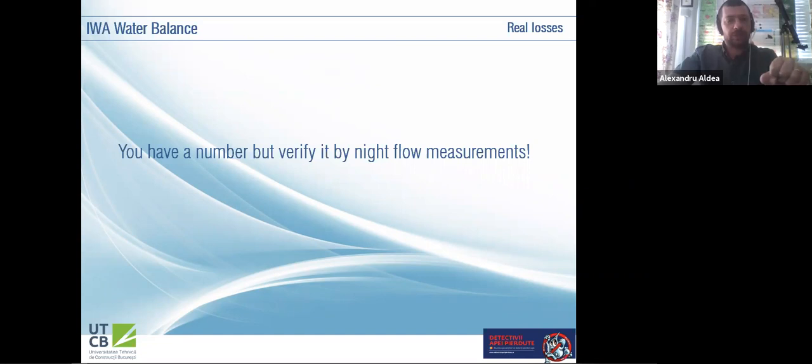The goal of such measurements is to verify what is the minimum night flow. And we make the assumption that the maximum real losses are the minimum night flow. And then we will check this estimation from measurement with the estimation in the water balance, and then we'll see how accurate we were.